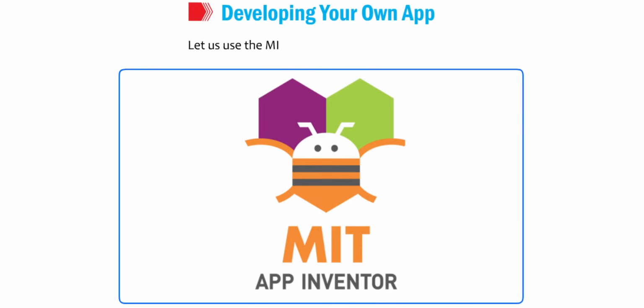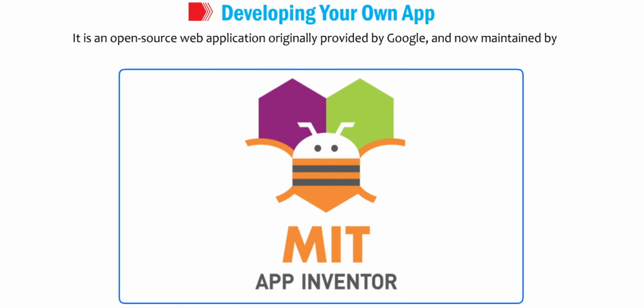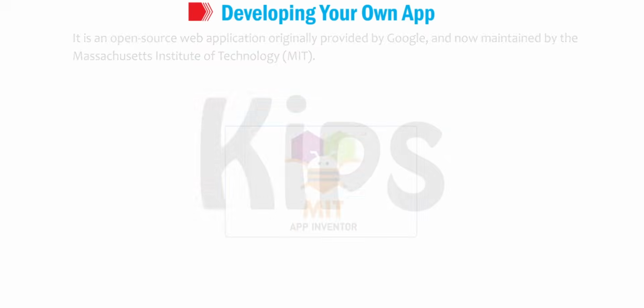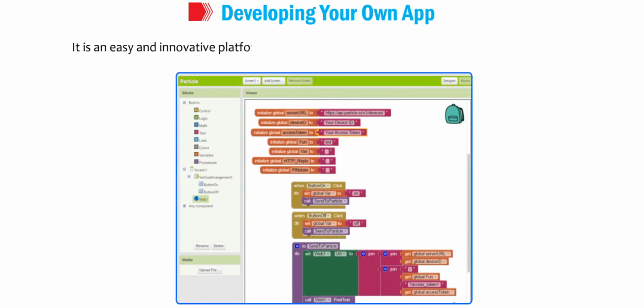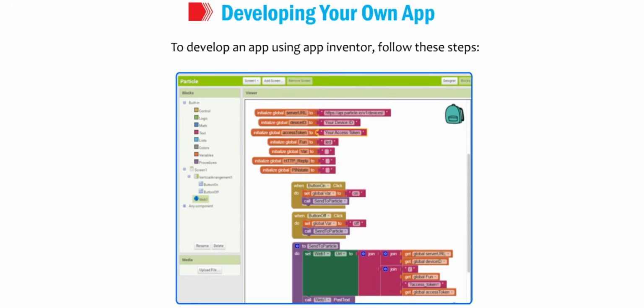Let us use the MIT App Inventor to develop an app. It is an open-source web application originally provided by Google and now maintained by the Massachusetts Institute of Technology (MIT). It is an easy and innovative platform to introduce programming and app creation to beginners. To develop an app using App Inventor, follow these steps.